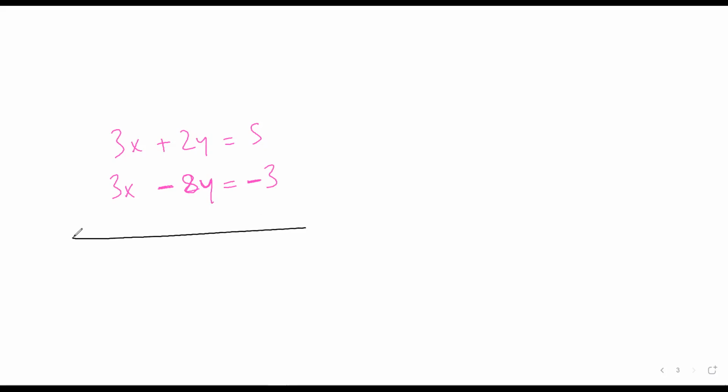I'll draw a line, and I'll focus on the second equation, and I will change the sign of the terms. So this is positive, this will become negative. This is negative, this will become positive. This is negative, this will become positive. And then this gets cancelled. Why? Because this is 3x minus 3x. This is 2y plus 8y. Now this will become 10y. And this is 5 plus 3 is equal to 8.